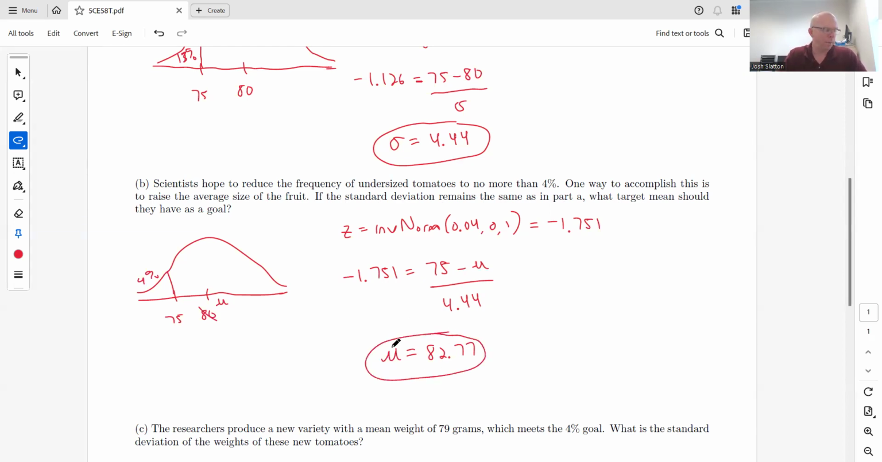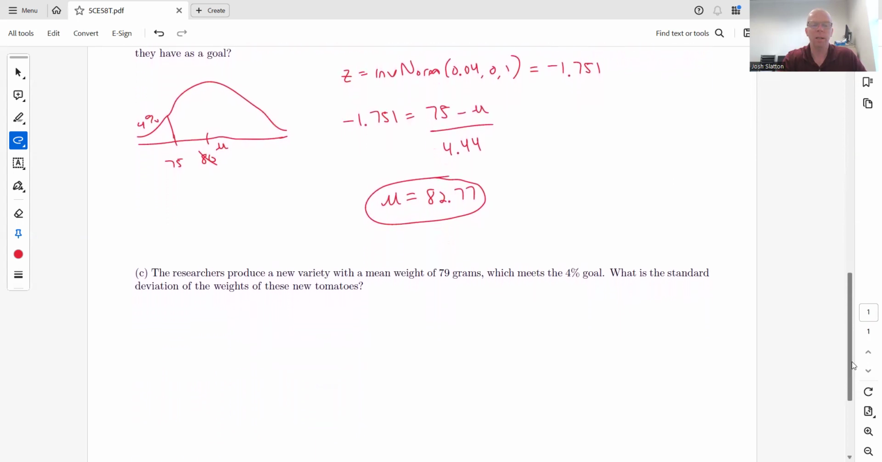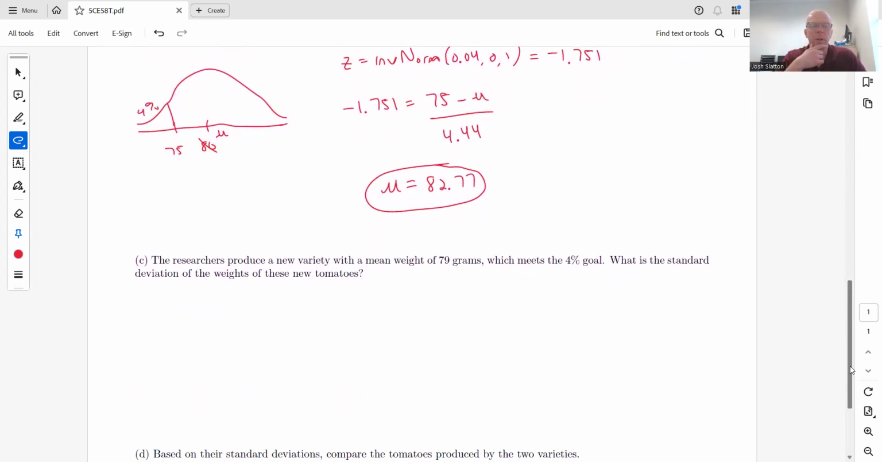So again, same basic idea as part A, but now we're looking for the mean instead of the standard deviation. And then part C says the researchers produce a new variety with a mean weight of 79, which meets the 4% goal. What is the standard deviation? So now, again, draw the curve. 79 is the mean, and 75, and we have 4% under that.